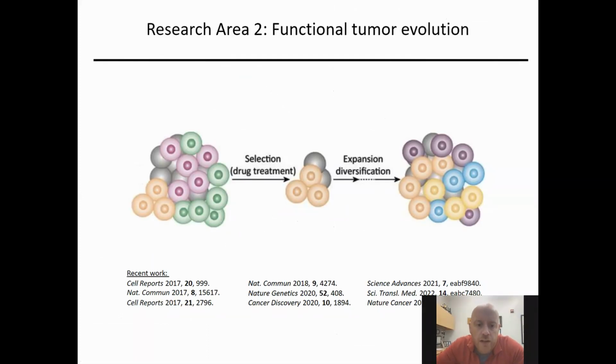The second area of work in our lab focuses on functional tumor evolution. And in this area of the lab, what we're really interested in is understanding how the dependencies in tumor cells change as those tumor cells progress from a treatment-naive state to an on-treatment minimal disease state, and on further to a progressive frank resistant state. And the vignettes that I described today both fall under the umbrella of this second research area in our lab.